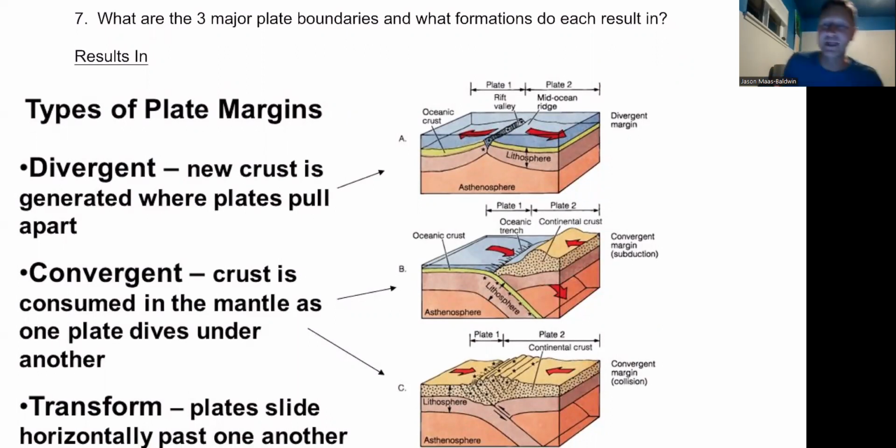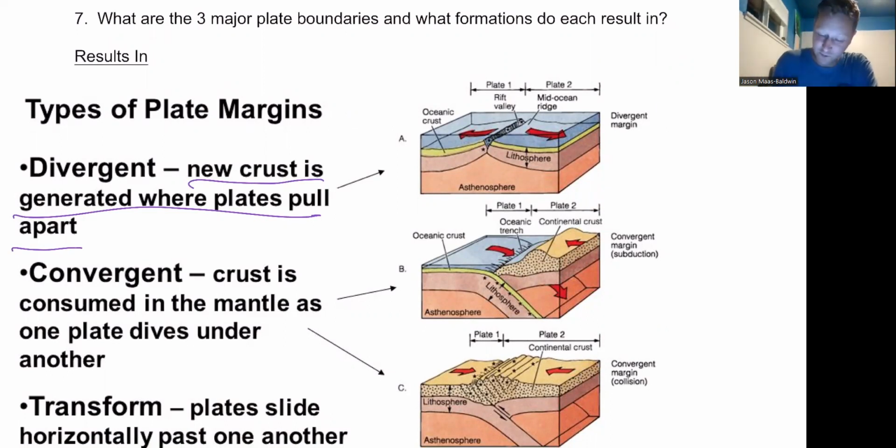So, the first type of plate boundary is a divergent boundary. Like I have it written right here, a divergent boundary is where new crust is generated. I'd encourage you to get your hands out where plates pull apart. So at a divergent boundary, plates are pulling apart.